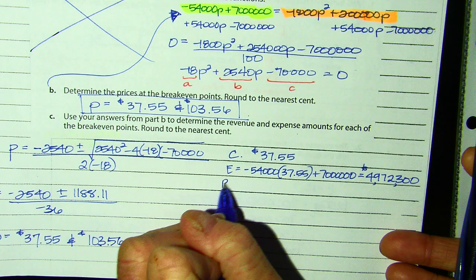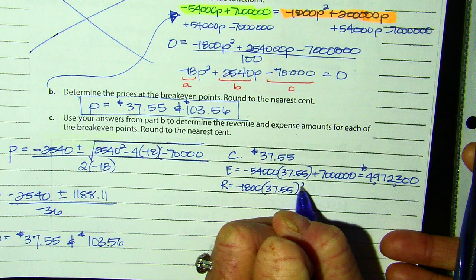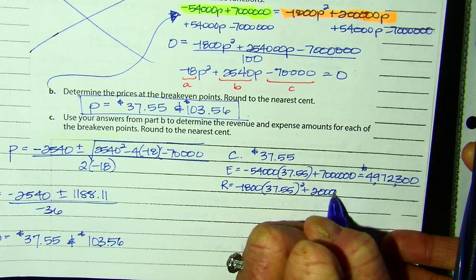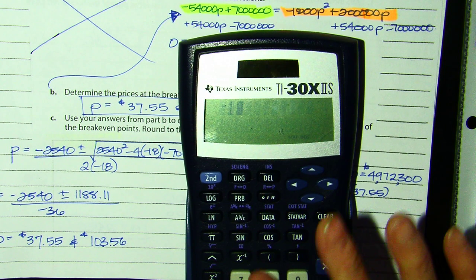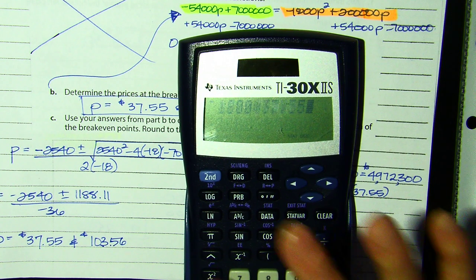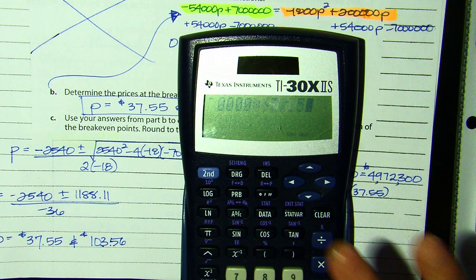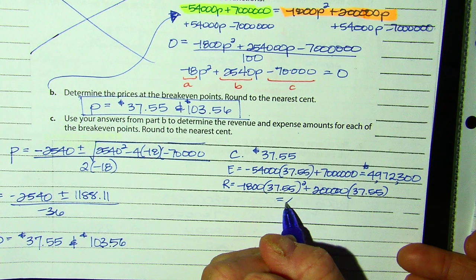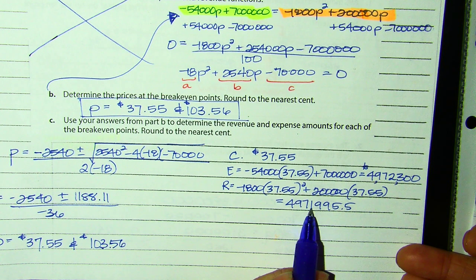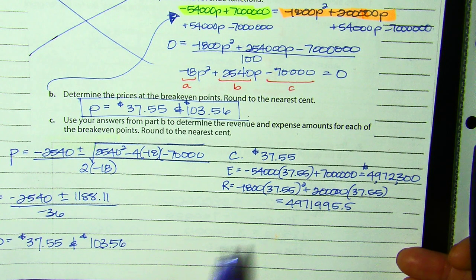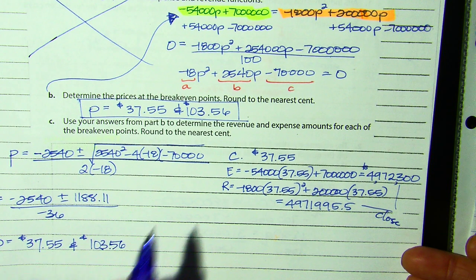Now I'm going to plug this into my revenue. So negative 1,800 times 37.55 squared plus 200,000 times 37.55. And I get, it's close, 4,971,995.5. So these are close to being equal. It's about $300 off, but they're close. The reason they're not exact is because we rounded.